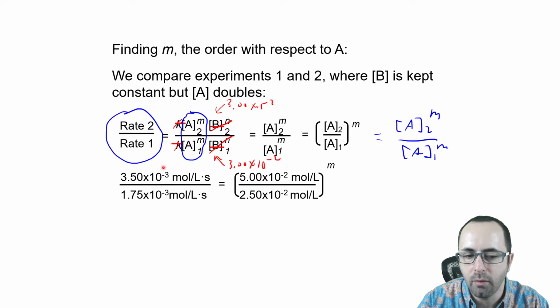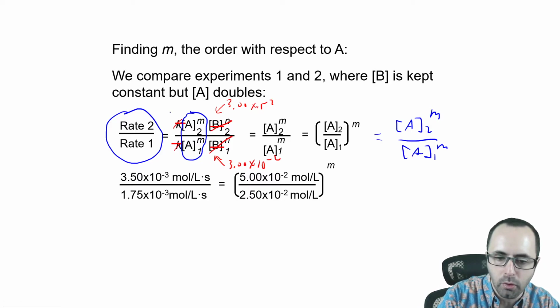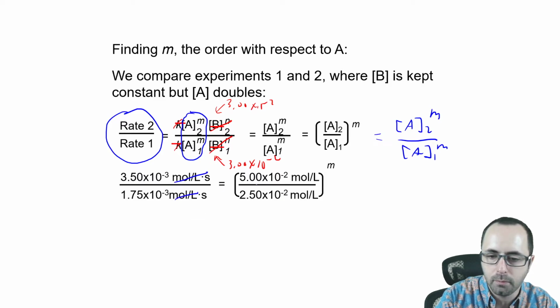So if we plug in the rate from experiment 2, in the last slide it was 3.5 times 10 to the minus 3 molars per second, or moles per liter-second, as your book likes to say. And the rate in the first experiment was 1.75 times 10 to the minus 3 molars per second. The concentration for A was 5 times 10 to the minus 2 molars, moles per liter, and the concentration in experiment 1 was 2.5 times 10 to the minus 2 molars. So notice here that our units are going to cancel on both sides. The order is unitless.